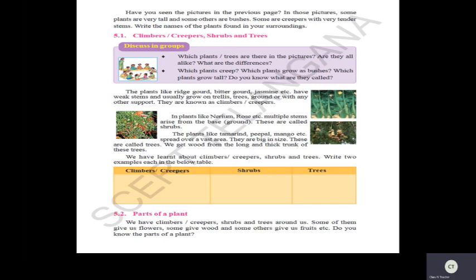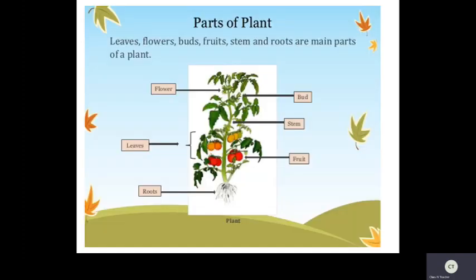Now, how the flowers, how the wood, how the fruits are coming from. Do you know all these parts? Let us see the parts of plant. Okay. Now see here parts of plant. Let us see here. First from the roots let us discuss. Now these roots are under the ground or under the soil.